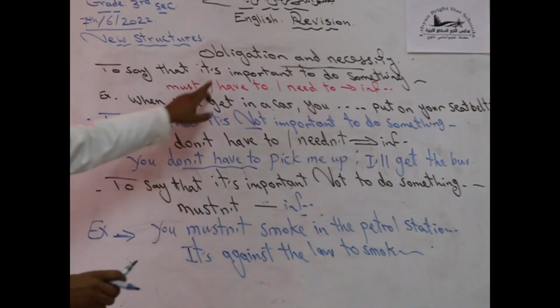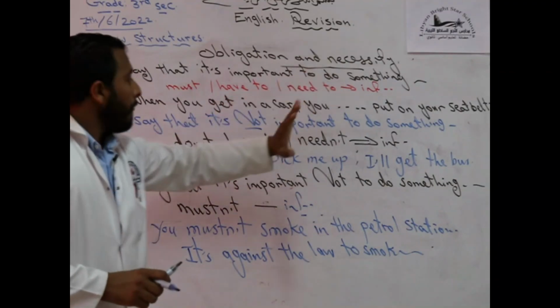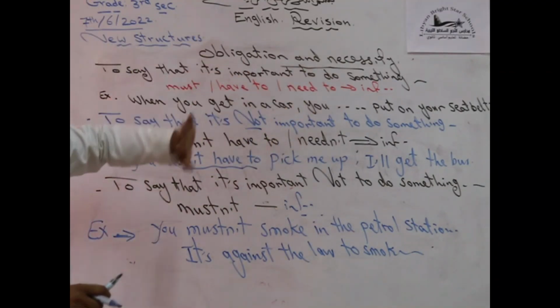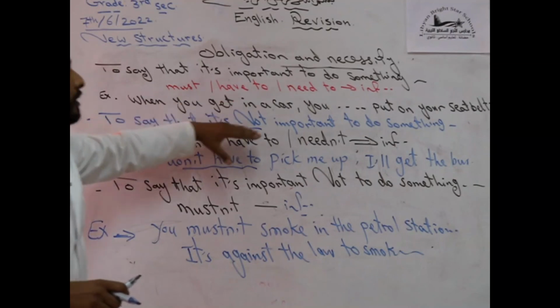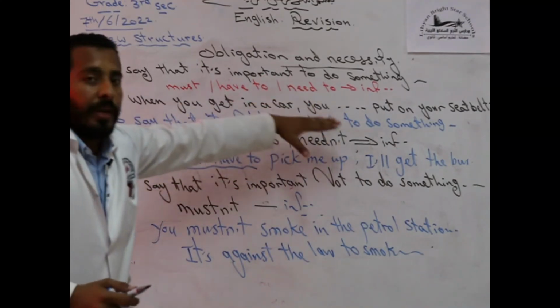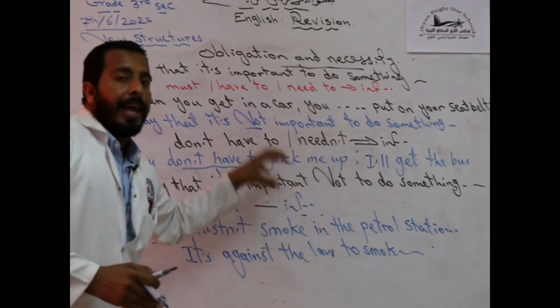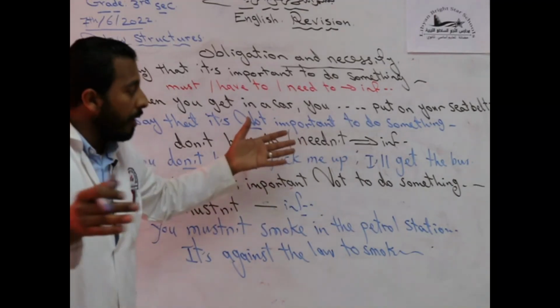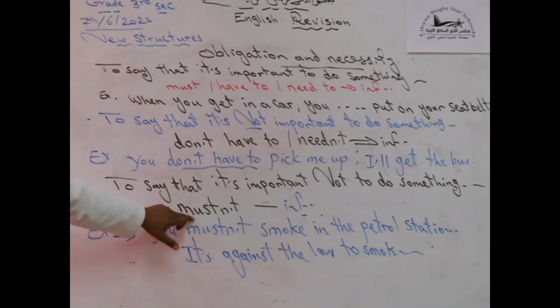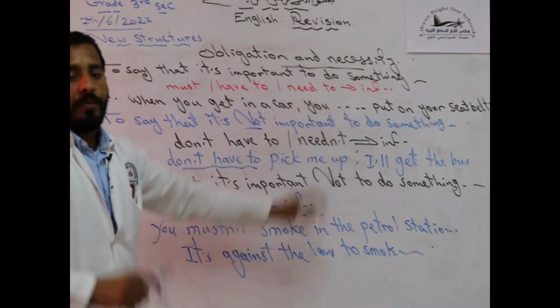To sum up, it's important to do. We use must, have to, need to. لازم تعمل الحاجة دي. It's not important معناها مش لازم. We use don't have to or needn't, but to say it's important not to do يعني لازم انك ما تعملش حاجة محرمة، حاجة ضد القانون, we use mustn't. All these verbs must be followed by the verb in the infinitive form.